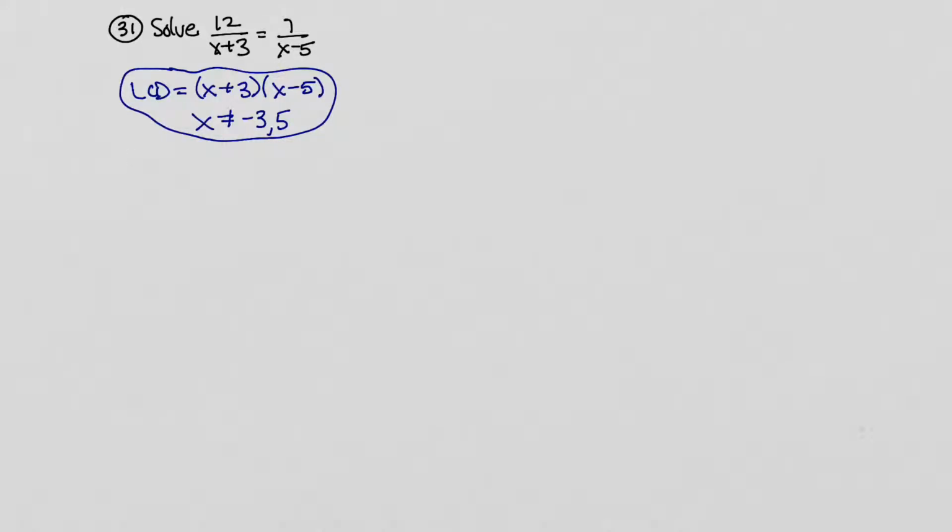So let's do that. Let's write the LCD on the left side, x plus 3 times x minus 5, dot, the left side, 12 over x plus 3, equals the LCD, x plus 3 times x minus 5, dot, the right side, 7 over x minus 5. And now you can see what's going to happen here is that this denominator is going to cancel with that factor up here. That's the whole point of multiplying by the LCD, is that it helps us to eliminate all the denominators. So let's cancel this one.